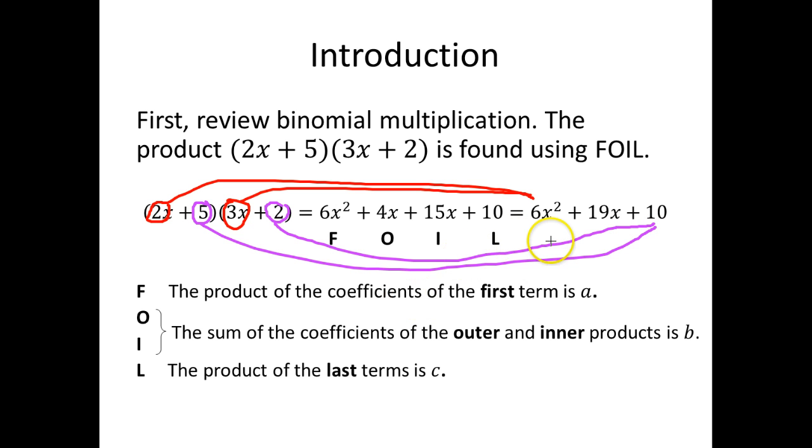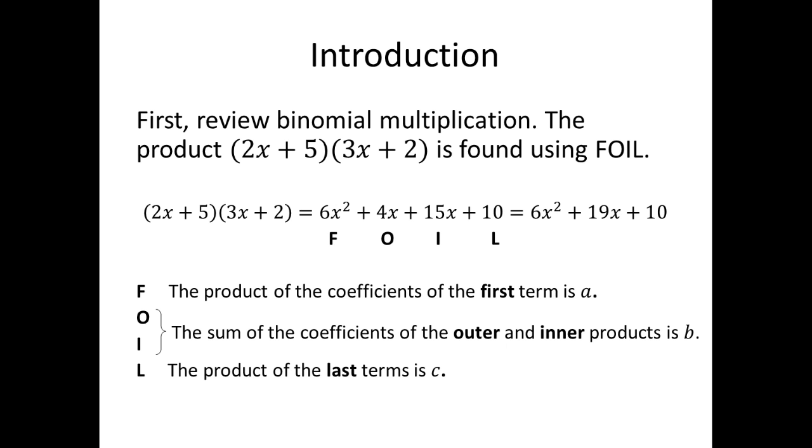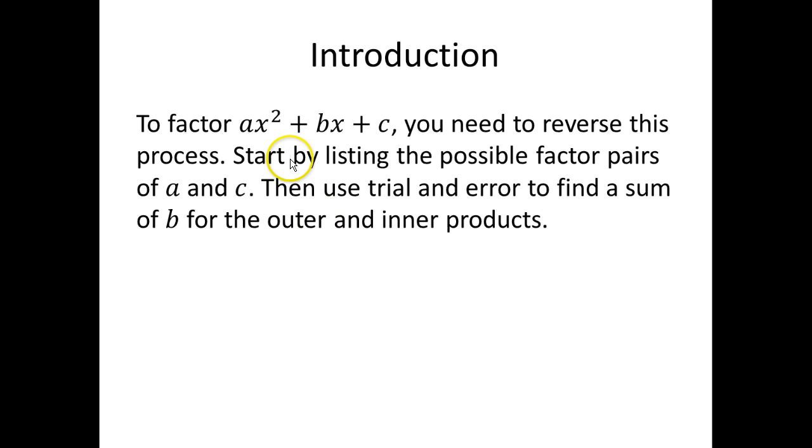So if I have some kind of trinomial that has 6x squared and 10 as a constant, I know that one possibility is to have 2x plus 5 and 3x plus 2 multiplied together, because 2x times 3x gives me 6x squared, and 5 times 2 ends up giving me 10. So in order to factor a polynomial of this form, I need to reverse the process of multiplication, so I need to go backwards.